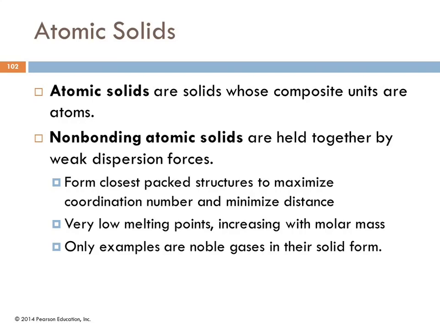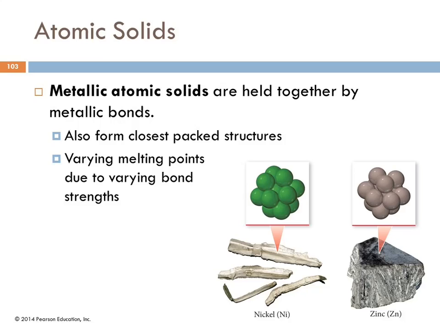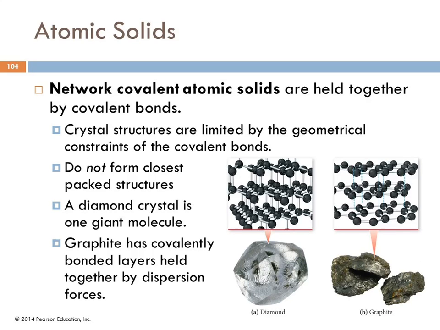The atomic solids, non-bonding. We've got atoms held together by dispersion forces. Metallic solids held together by metallic bonds. These are also going to form these cubic, or these closest packed structures. Network solids, we've got actual covalent bonds. These structures are more limited.